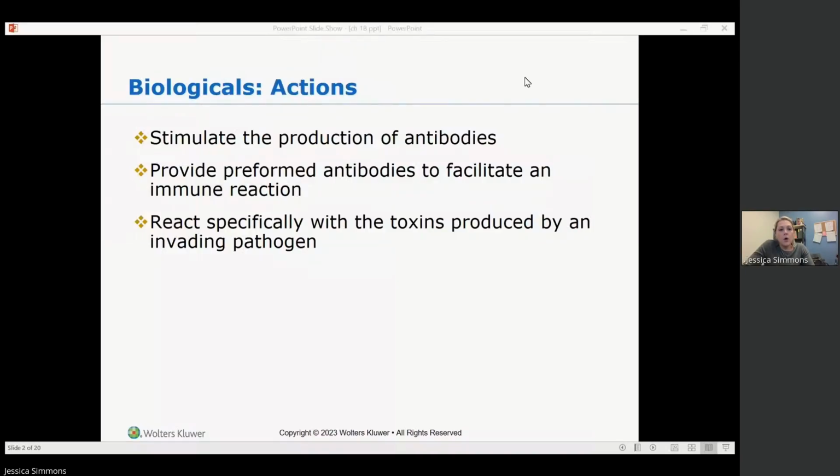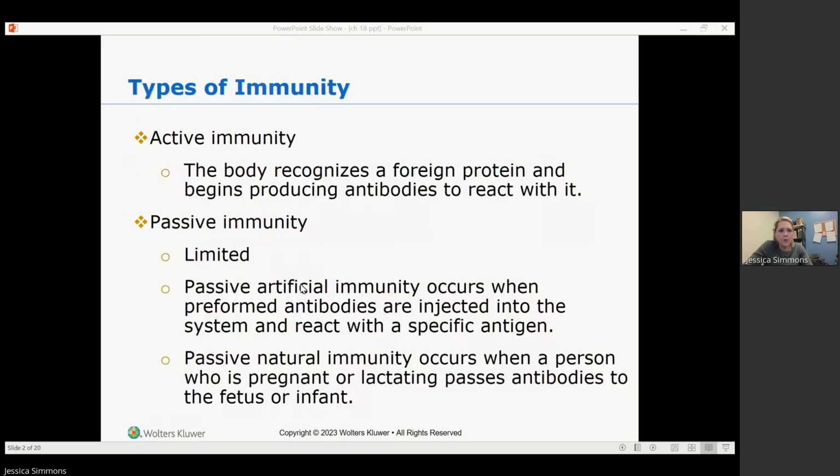All right, let's quickly go over chapter 18 so that I can get this video out to you. So biologics, they stimulate the production of antibodies, provide preformed antibodies to facilitate an immune reaction, and react specifically with toxins produced by an invading pathogen.